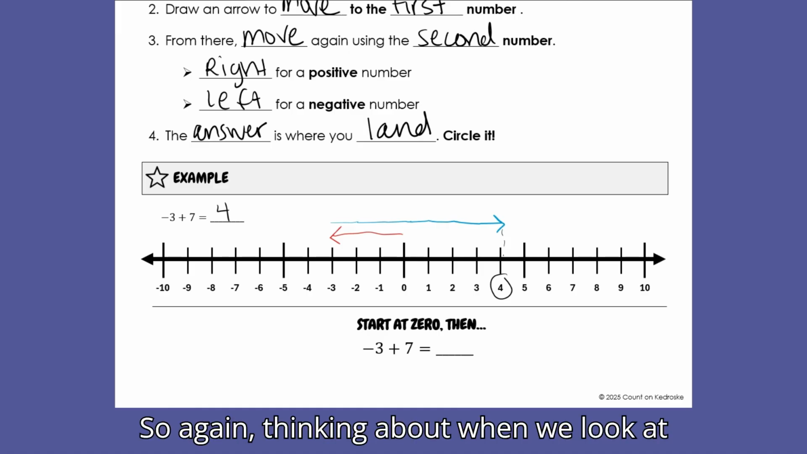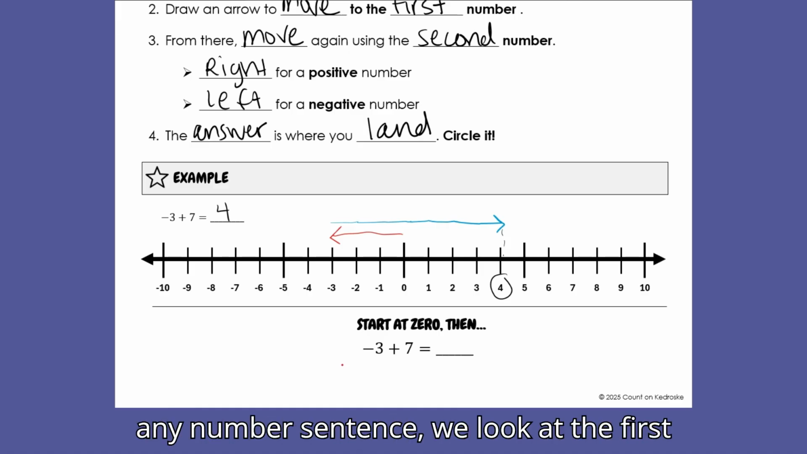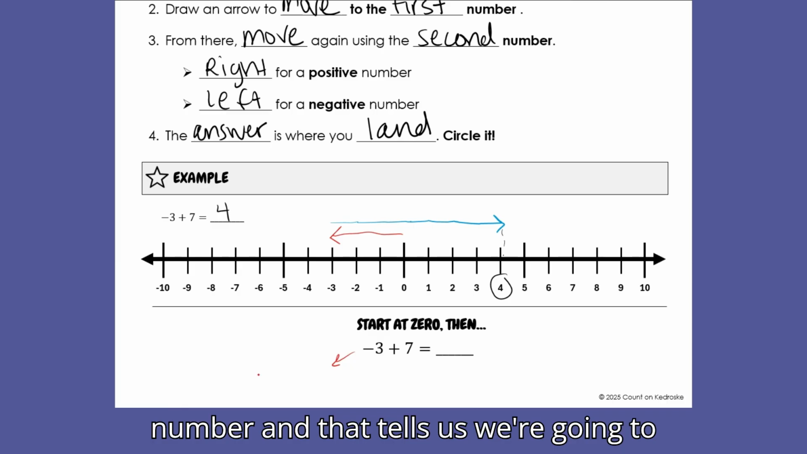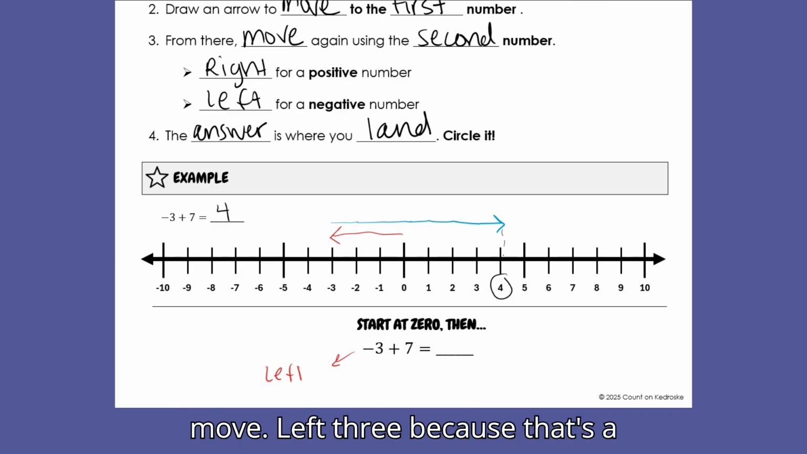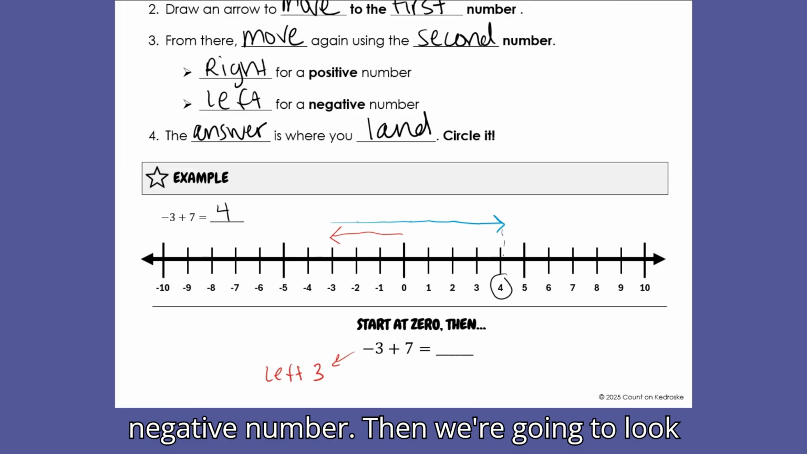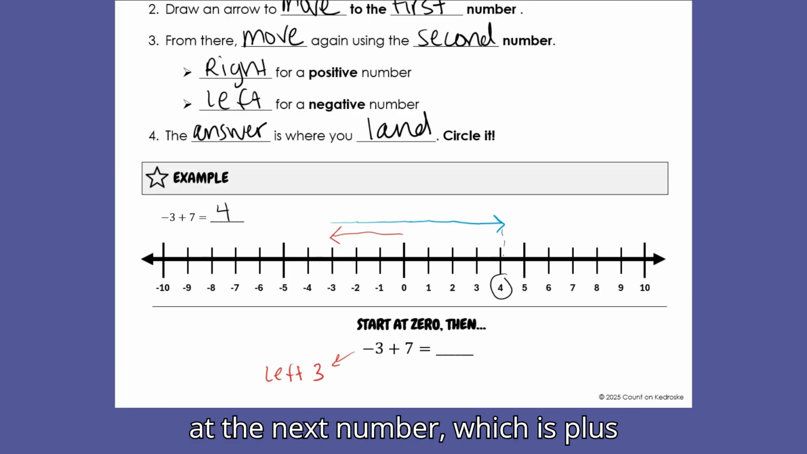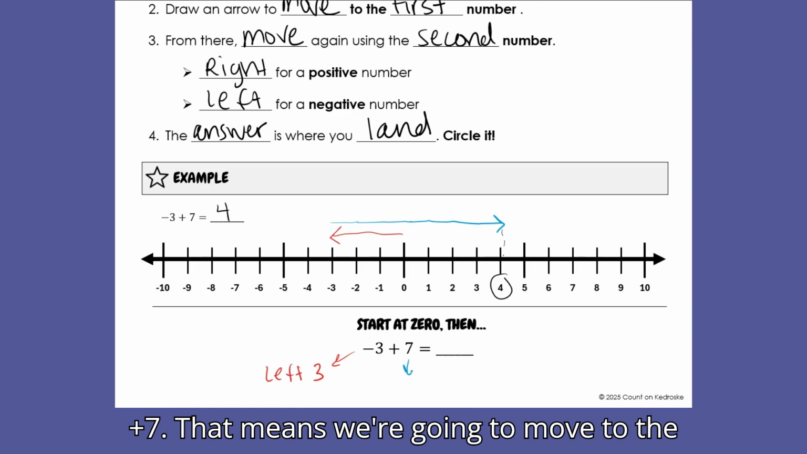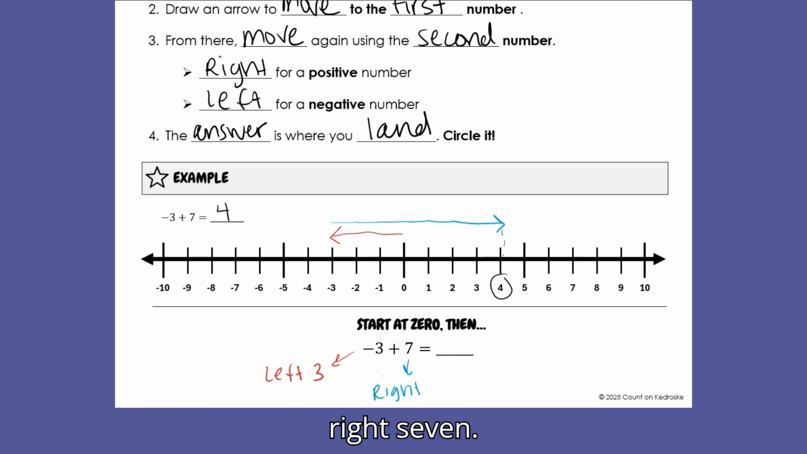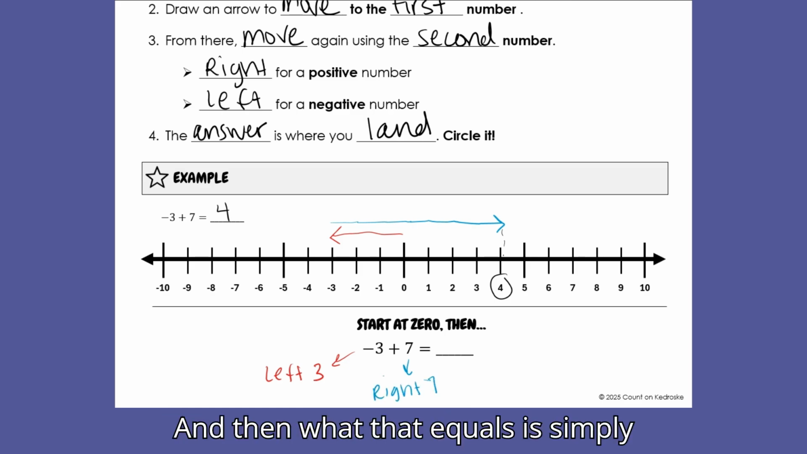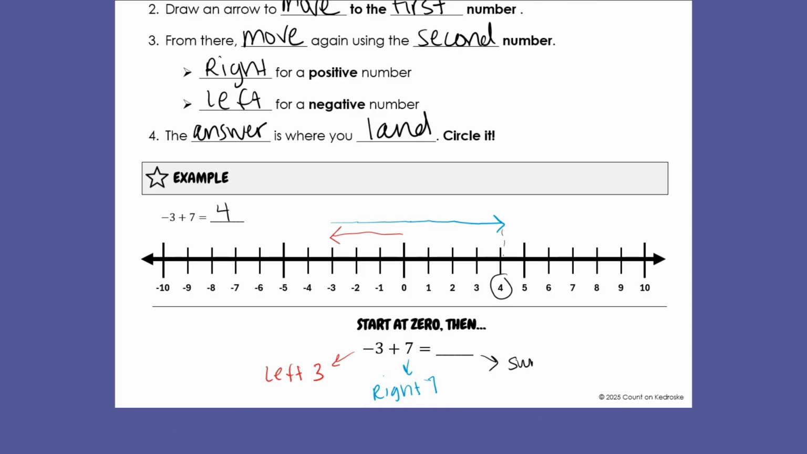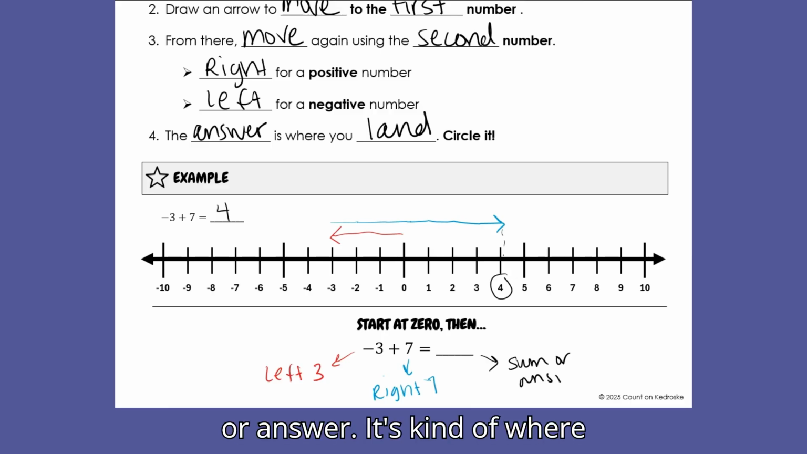So again, when we look at any number sentence, we look at the first number, and that tells us we're going to move left 3 because that's a negative number. Then we look at the next number, which is positive 7. That means we're going to move to the right 7. What that equals is the sum, or answer, which is where you land. So negative 3 plus 7 equals 4.